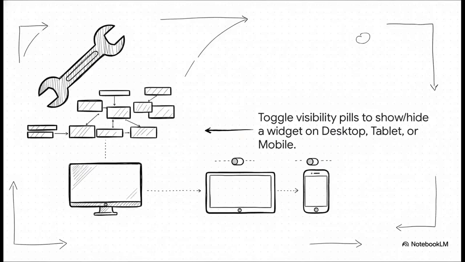Now, let's talk responsive design. The real magic isn't just that it works on mobile, it's that you can tailor the experience, right? And you can do it without making 3 different versions of your page. Right here in the inspector, you've got these little device toggles. Just click to show or hide any widget on desktop, tablet, or mobile. It's such a clean and efficient way to make sure your site looks perfect on every single screen.